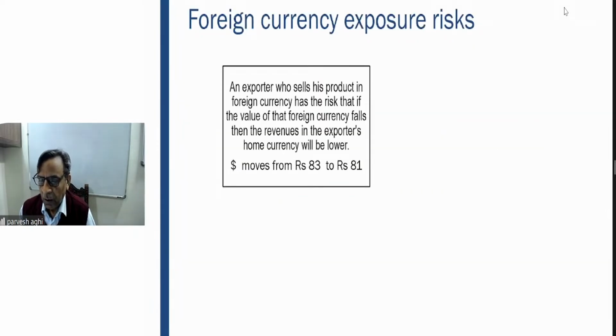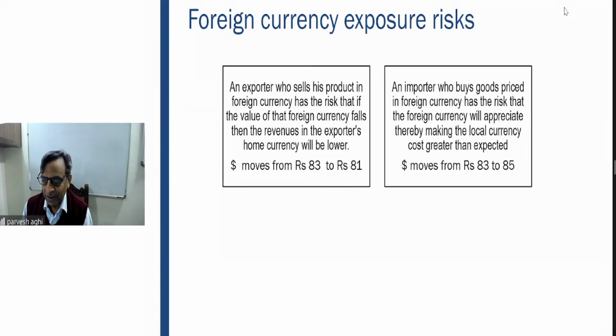Now, let's understand that an exporter who sells his product in the foreign currency has a risk that if the value of the foreign currency falls, then the revenue in the exporter's home currency will be lower. For example, if you're an exporter and you have sent goods outside, at the time when you sold your goods, the dollar rate was 83, and when you actually got the money from abroad, the rate was 81. So that means you suffer a loss of 2 rupees. So the exporter also has a risk.